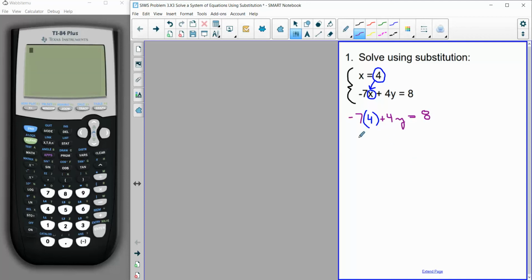Obviously, I can do -7 times 4 is -28. I can then add 28 to both sides. 8 plus 28 is 36. And then I can divide both sides by 4, and I get that y is 9. Okay, and we already know what x is. X is 4. So that means our solution here is going to be color-coded here, 4 and 9.